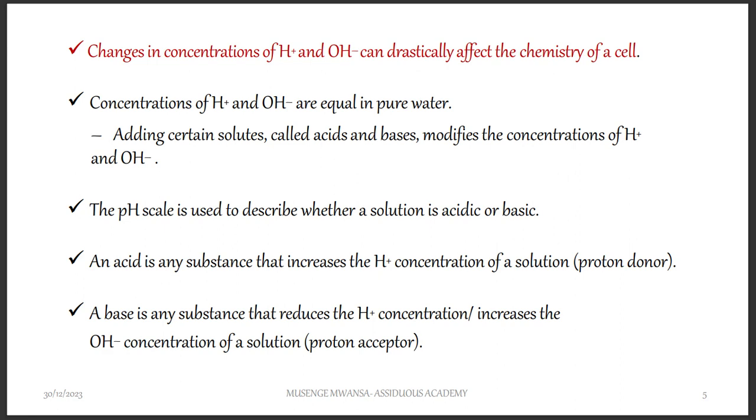So you have some compounds that you can add to a solution, and then they will be able to change the concentration of the hydrogen or the hydroxide. We call them acids and bases. And for you to determine how acidic or how basic a compound is, you can use a pH scale, which runs from 1 up to 14, with numbers below 7 being acidic, above 7 being basic, and 7 being neutral.